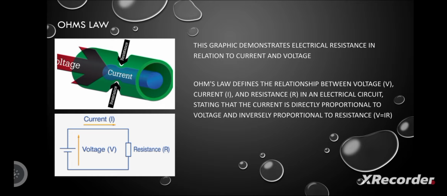so it means that it reduces the flow of current. Ohm's law defines the relationship between voltage, current, and resistance in an electrical circuit, stating that the current is directly proportional to voltage and inversely proportional to the resistance. According to Ohm's law, V equals I into R. If the voltage is increased, the current is also increased, because voltage is directly proportional to current and the current is inversely proportional to resistance.